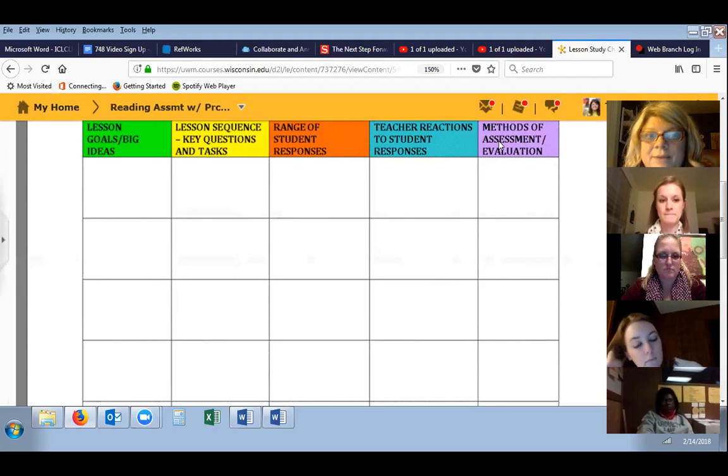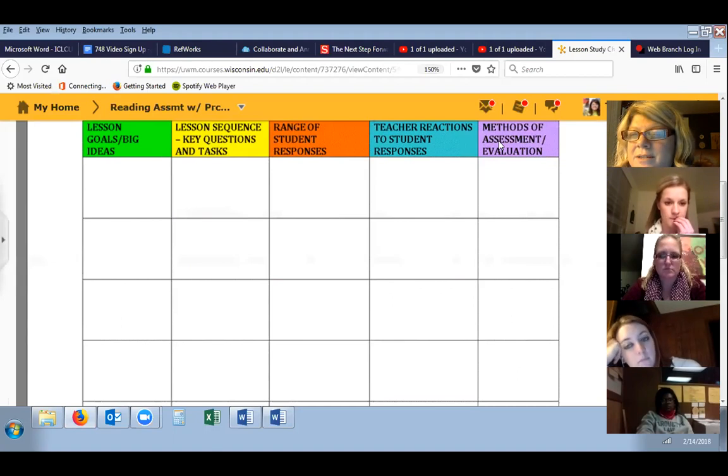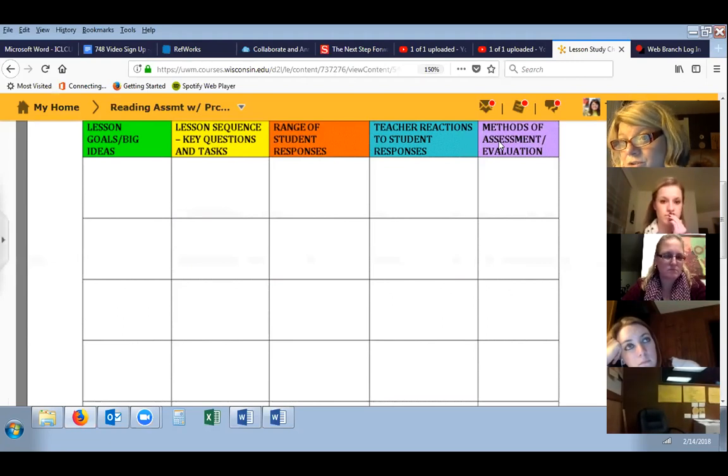So first, you're going to have to come up with a lesson, basically. So the lesson goals, lesson sequence, and the methods of assessment and evaluation. And that is probably what most of you are going to be doing here at the beginning, and focusing on that still, it's probably clumsy and not as easy to do. And then at the end of class, we're going to talk about the range of student responses and possible reactions to those responses, the ways that we can alter or respond to moments when they happen.